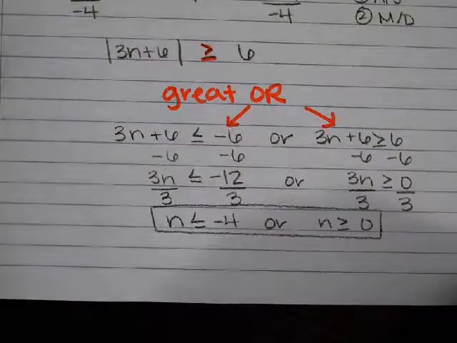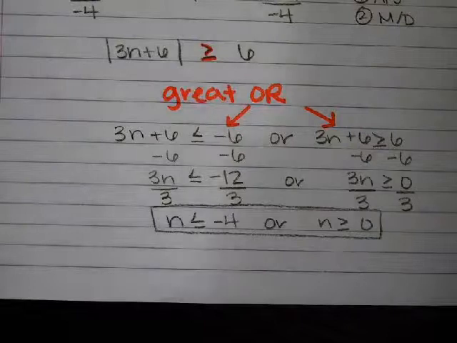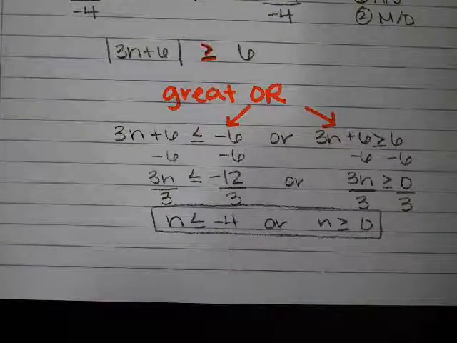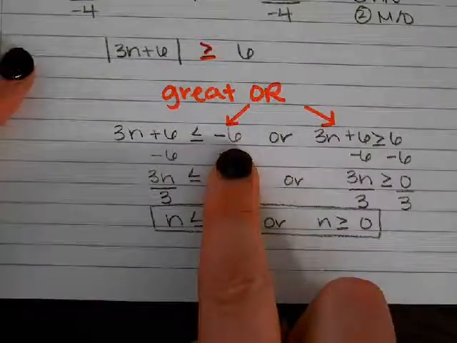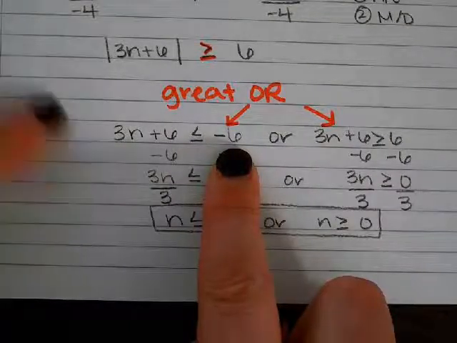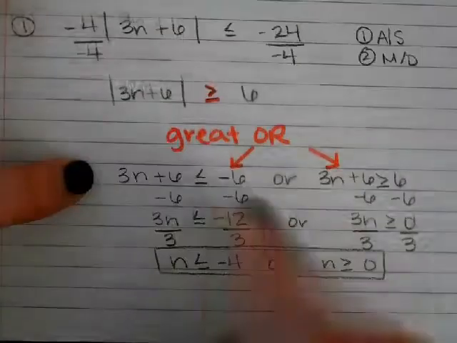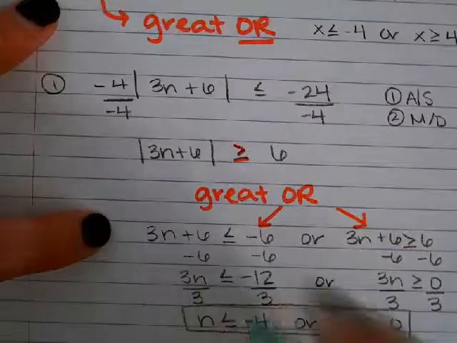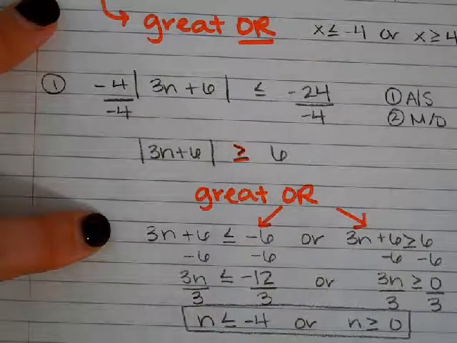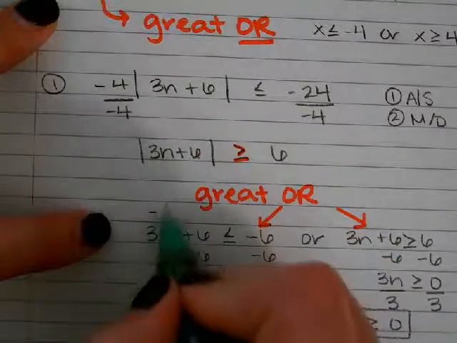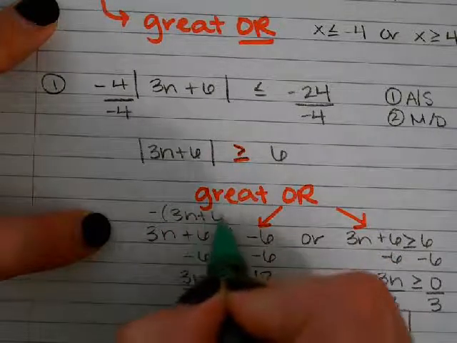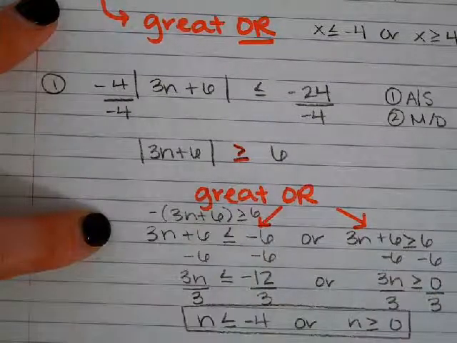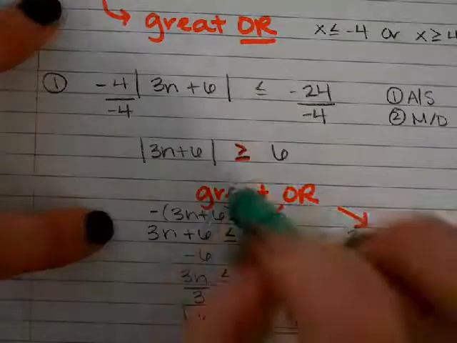Yeah, if you wanted to, you could distribute the negative so you're consistent with the equations. Then you would say -3n plus 6 is greater than or equal to +6. You'd start it off like that, and then you could do the problem. Okay. All right, example 2.